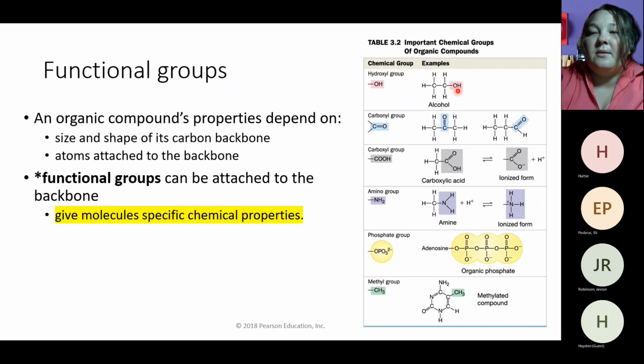So for example, OH, hydroxyl group, you often see those in alcohols. Carbonyl groups, C double bonded to oxygen, you'll often see that in amino acids. Amino group, NH2, we also have those in amino acids. Phosphate group, this is often associated with either molecules that are polar or molecules that carry energy, such as in ATP. We have our 3 phosphate groups.